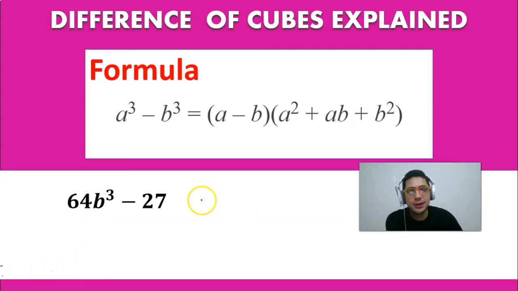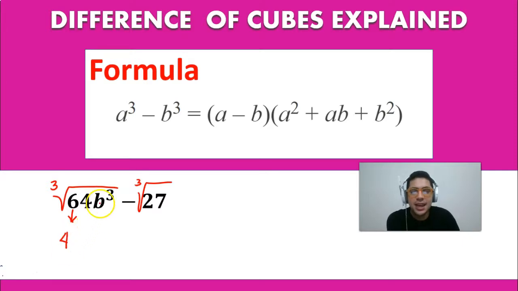So guys, if we have this problem, 64b to the power of 3 minus 27, how can we express this binomial as the product of two polynomials, right? So the first thing is that we take the cubic root out of both terms. The cubic root of 64b to the power of 3: we have to multiply a number 3 times to get 64, that is 4, because 4 times 4 times 4 is 64, and for b to the power of 3, the cubic root is going to be b, because we divide 3 by 3, and that is going to be b to the power of 1.